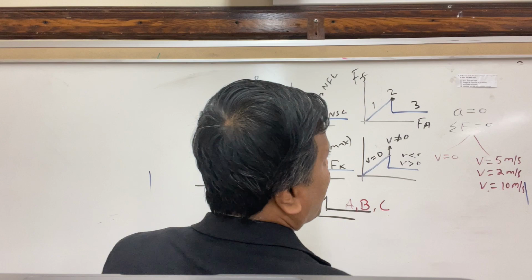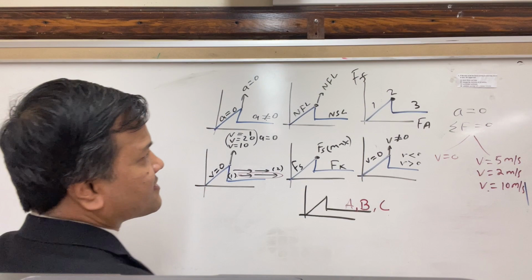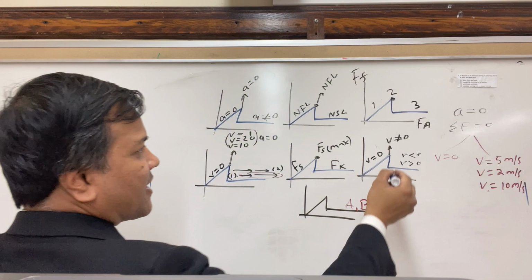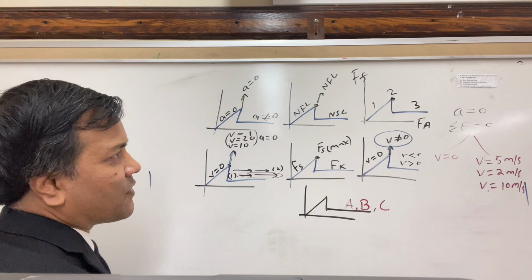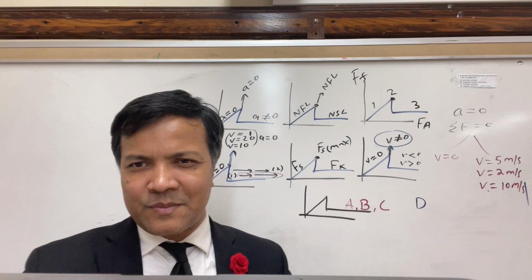Are you moving over here? At this location, yes, you are moving, because your velocity cannot be zero, that means you are moving. Your velocity can be 1 or 20 or 10, doesn't matter. So yeah, you're moving with constant velocity. So therefore, this is D. Hopefully you understood problem number 2. Now let's move to problem number 3.